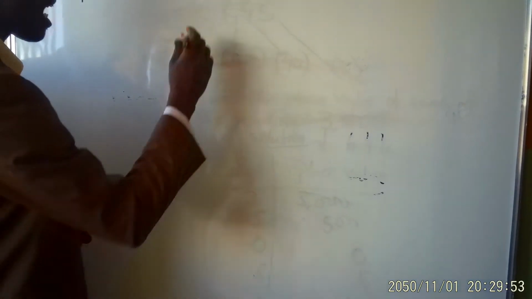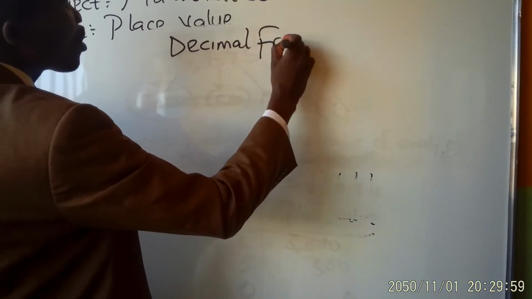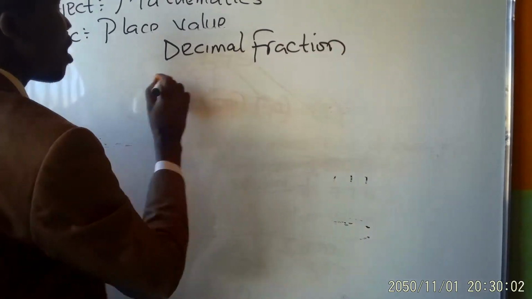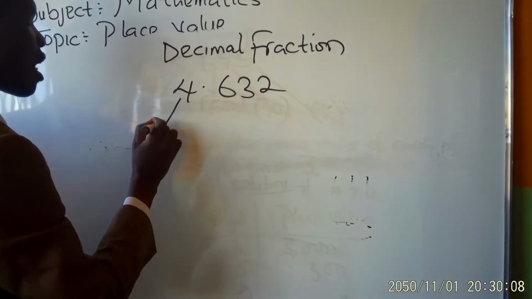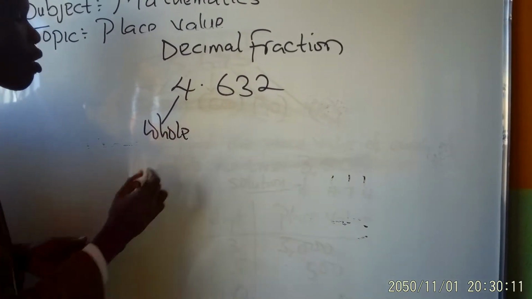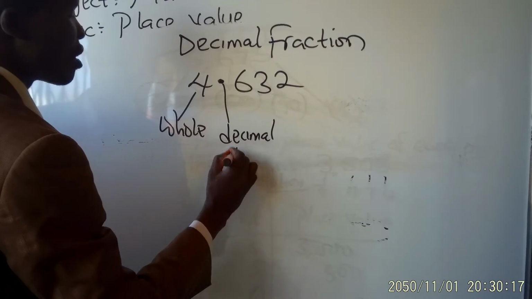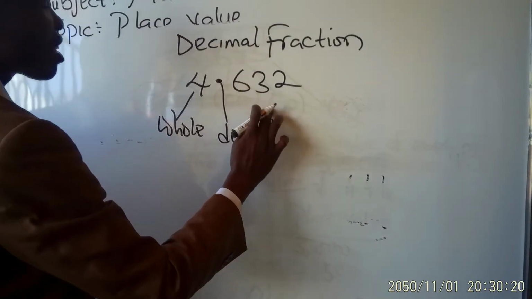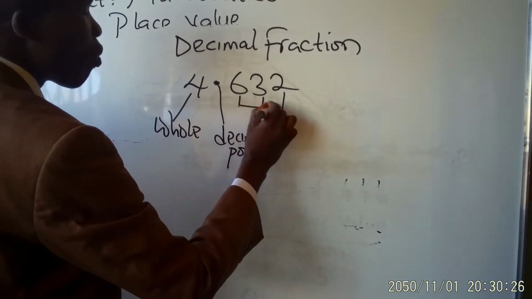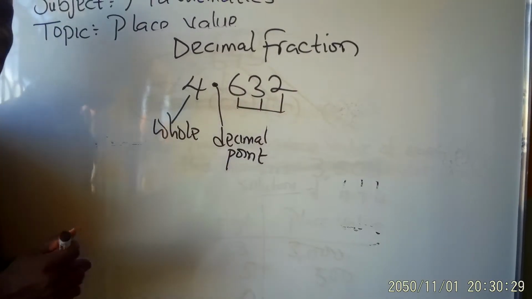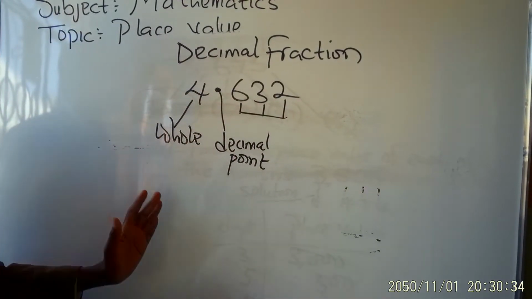Now we are looking at decimal fraction. Place value of decimal fraction. Decimal fraction simply means when you have 4.632, this is a whole number, we call it whole. This point is called the decimal point. The digits 6, 3, and 2, we call this decimal fraction. That is telling you that the digits we have after the decimal point, we call them decimal fraction.